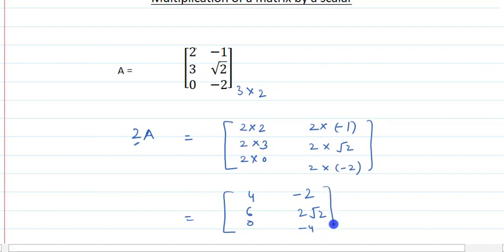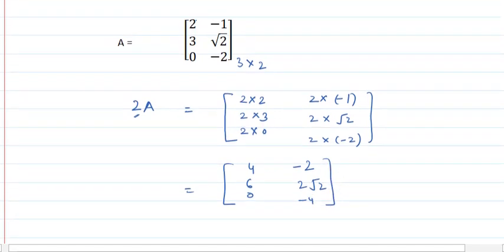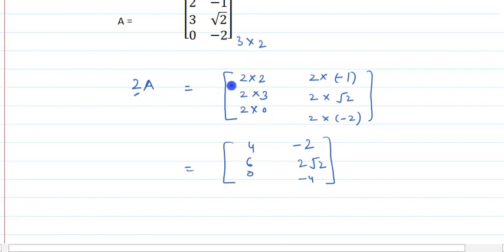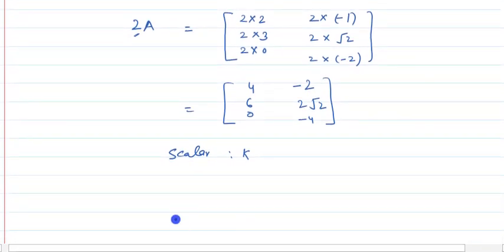So therefore scalar multiplication is to multiply a given matrix by a scalar. This scalar may be any number. Let me take the scalar as k. So if we need to multiply a matrix with k, then we'll write it as kA, and kA can be obtained by multiplying each element of matrix A by k.